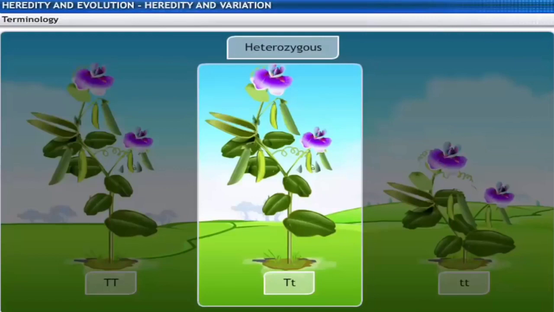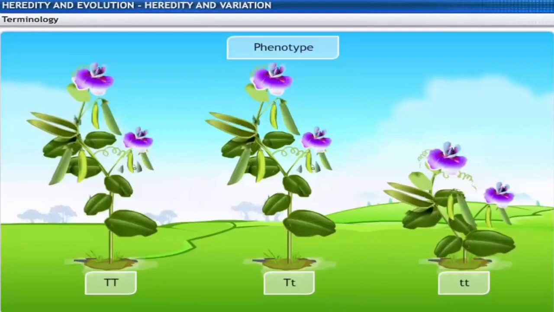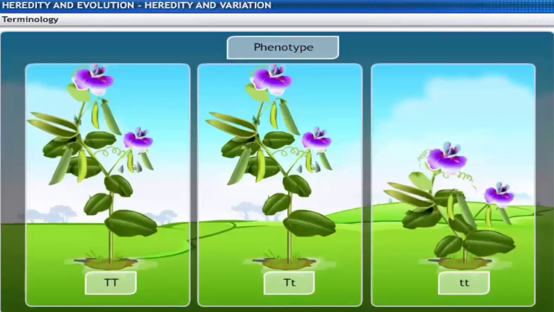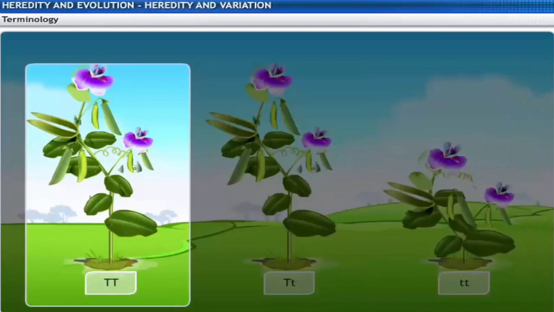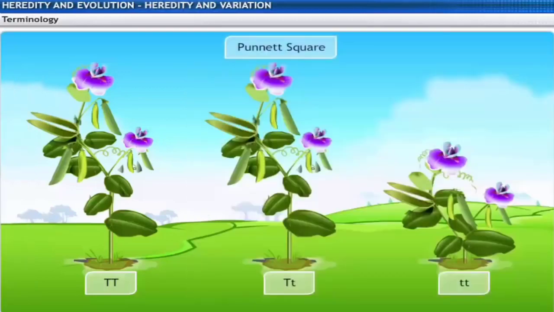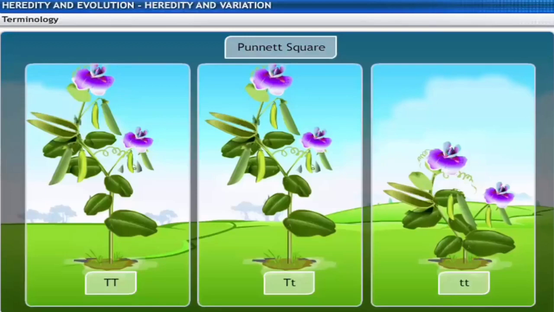Yet another important term is a phenotype. Phenotype is the physical appearance resulting from a genotype. For example, if a particular plant is tall, it is the tall phenotype. A Punnett square helps to predict the possible genotypes and phenotypes of offspring.